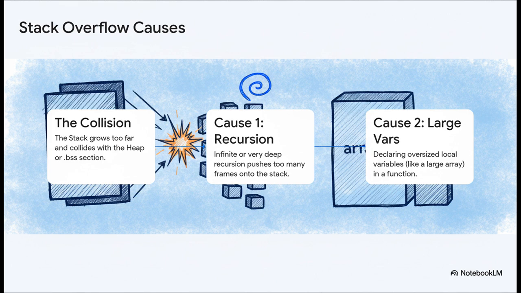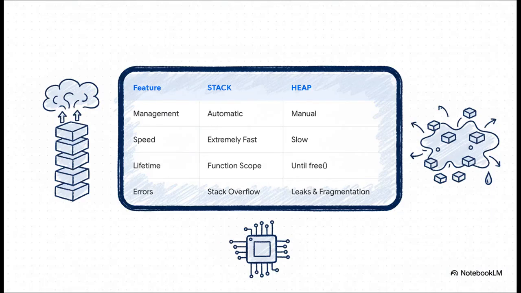And it's almost always caused by one of two things. First, you've got infinite recursion, a function that just calls itself over and over and over, piling up data on the stack until there's no room left. Or, second, you just try to declare a ridiculously huge local variable, like a giant array that's just too big to fit. This table really breaks it all down.